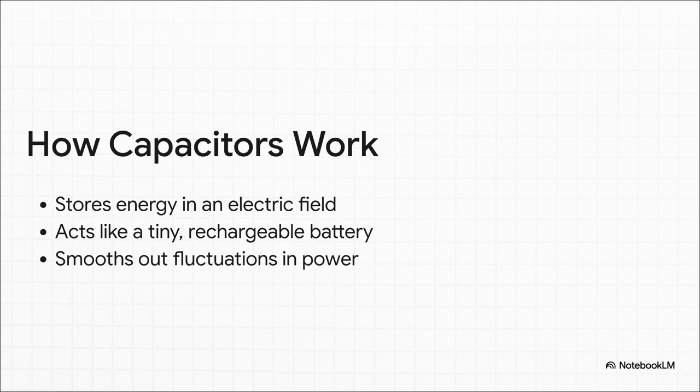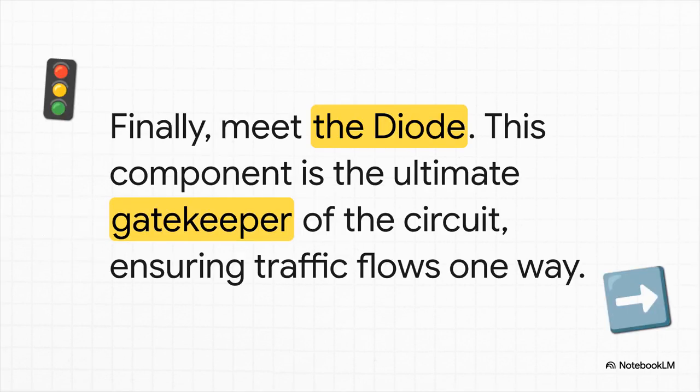It smooths out any little bumps or dips in the power, absorbing extra energy and then releasing it when there's a drop. This makes sure all the other sensitive parts get a nice, steady, reliable stream of power. And our final key player for today is the diode.